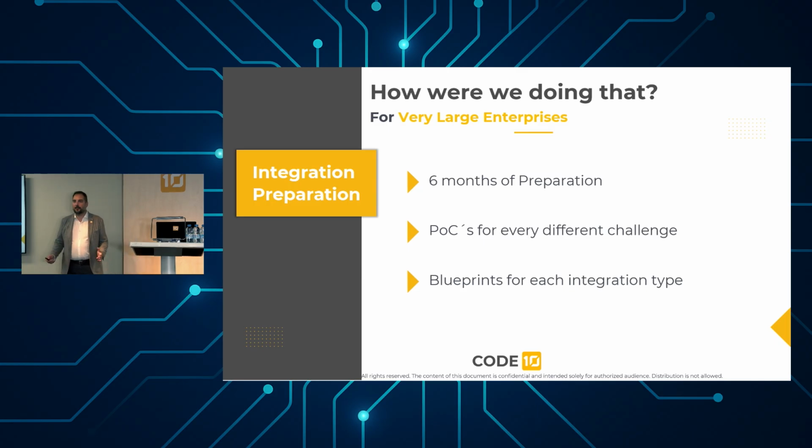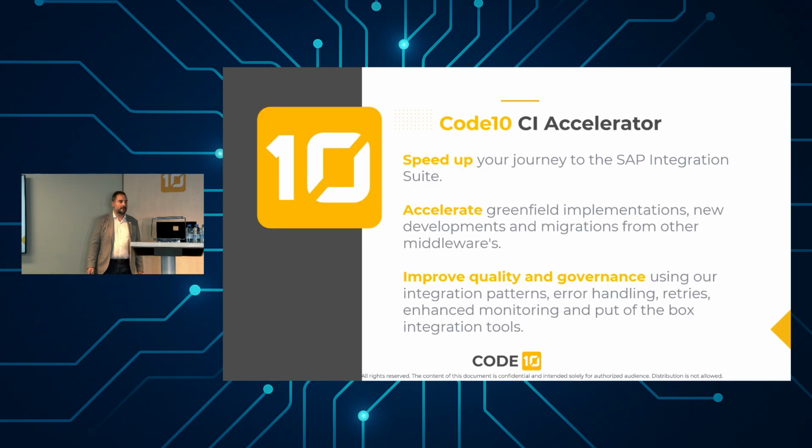This is the ideal world, but we cannot do it for all customers. So what we try to bring is more than a tool. It's a methodology, a governance, and of course, there is a tool component behind it. We call it Code10 CI Accelerator. Its objective is to speed up and accelerate the transition to the cloud.